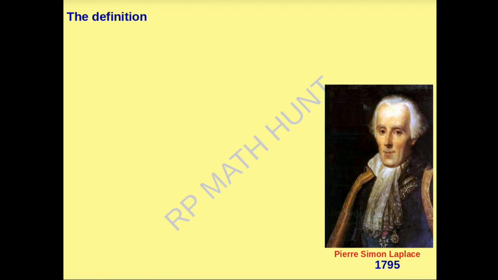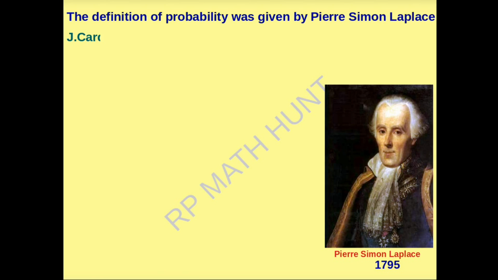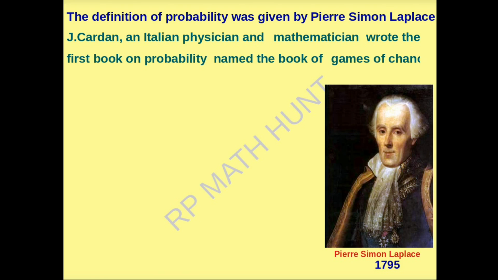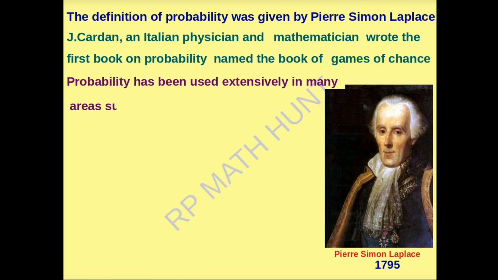The definition of probability was given by Pierre Simon Laplace. J.C. Cardan, an Italian physician and mathematician, wrote the first book on probability, named the Book of Games of Chance. Probability has been used extensively in many areas such as biology, economics, genetics, physics, sociology, etc.